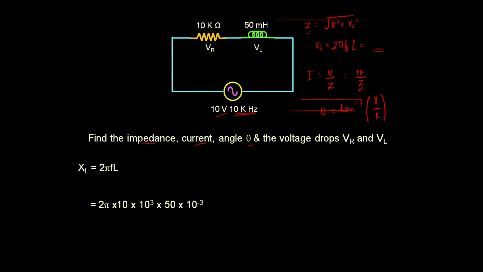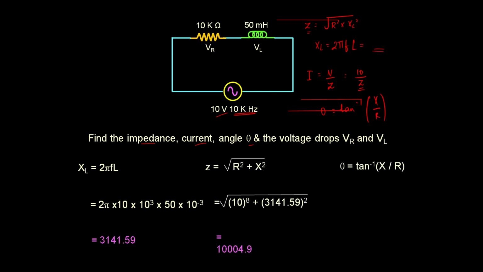XL will be 2 pi F into L. First, why are we finding XL? To find impedance. And theta will be tan inverse of X by R. Now, voltage drops. Theta, Z, everything we found. Voltage drop VR and VL.